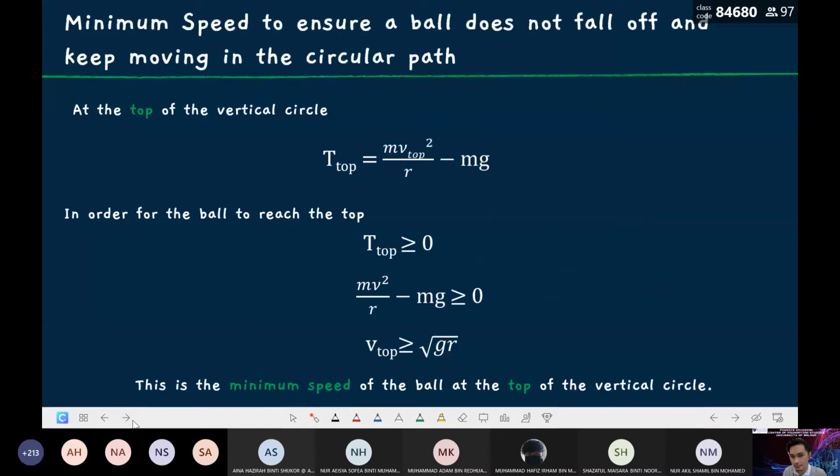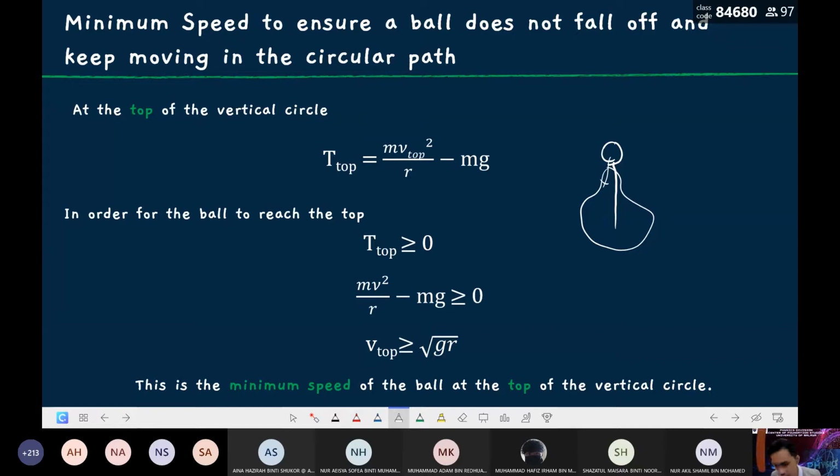Okay, let me proceed with the minimum speed. Okay, what does minimum speed to ensure a ball mean? It means this is the velocity that will hold the ball, or hold the object, to keep moving in a circular path. If this velocity is not there, it will fall inward. For example, I have a string with a ball. Okay, if the velocity is lower, it will fall downwards and it is no longer circular. It is not circular anymore.